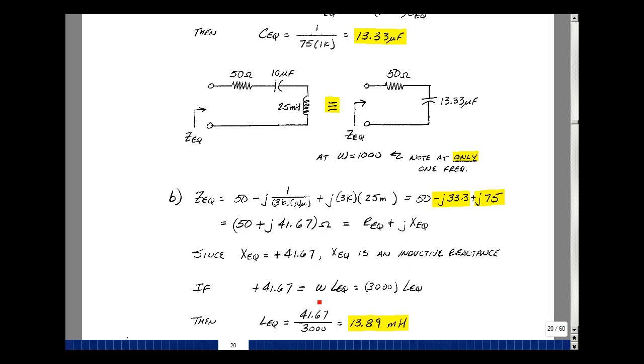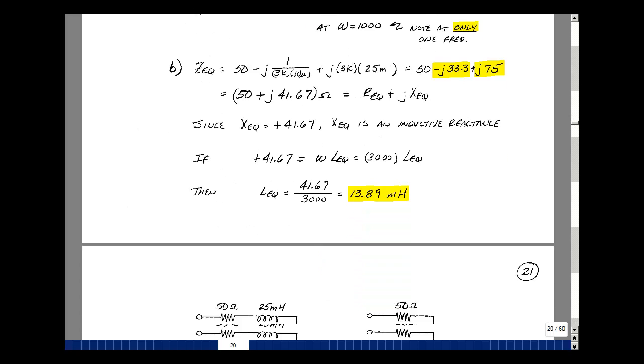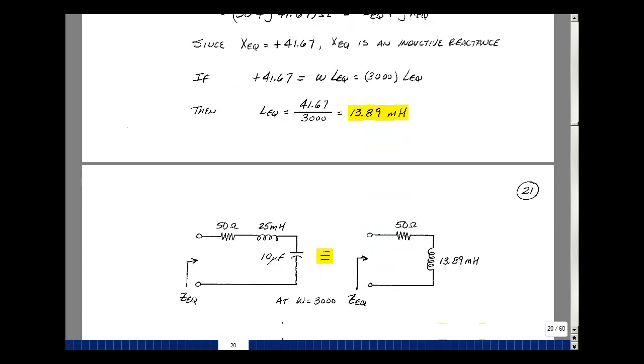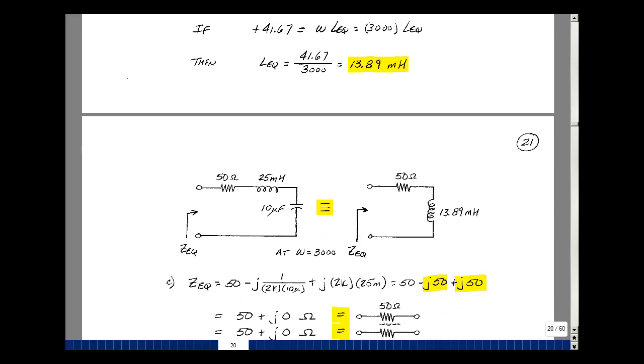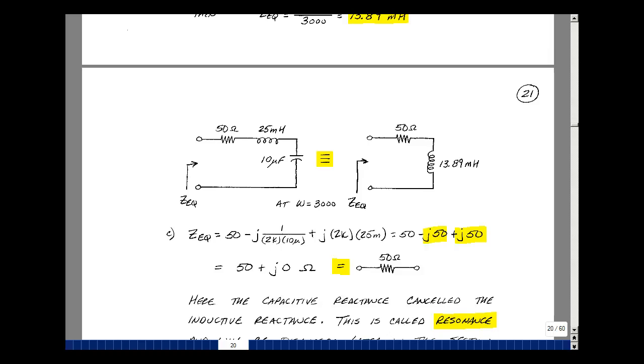So we'll call this some omega L equivalent and then solve for L equivalent. So 3,000 radians per second, plugging in for omega, and we can just solve for L equivalent as 41.67 divided by 3,000. That's 13.89 millihenries. And again, you could represent that series RLC circuit with only one R and one L at 3,000 radians per second. Do the last case here of 2,000.